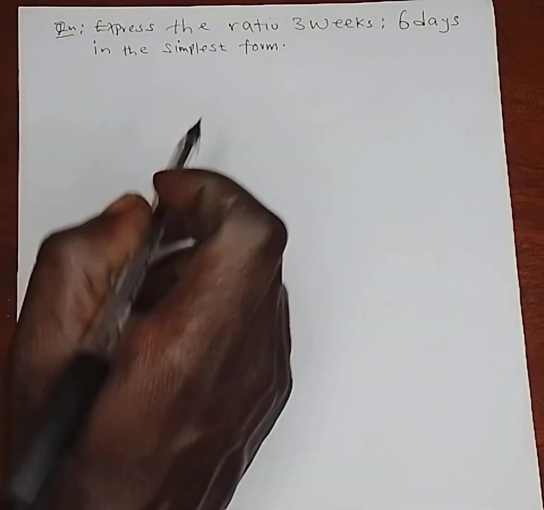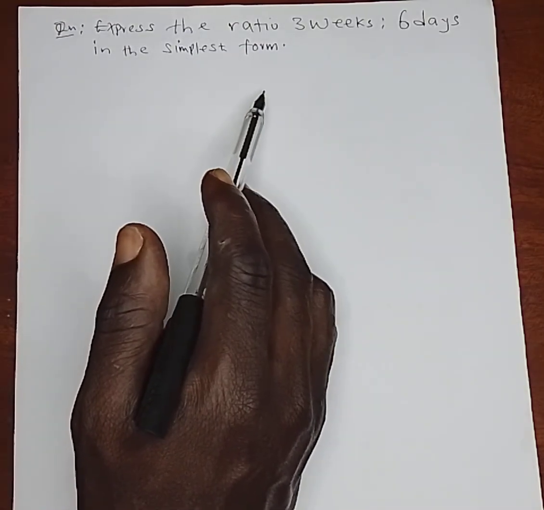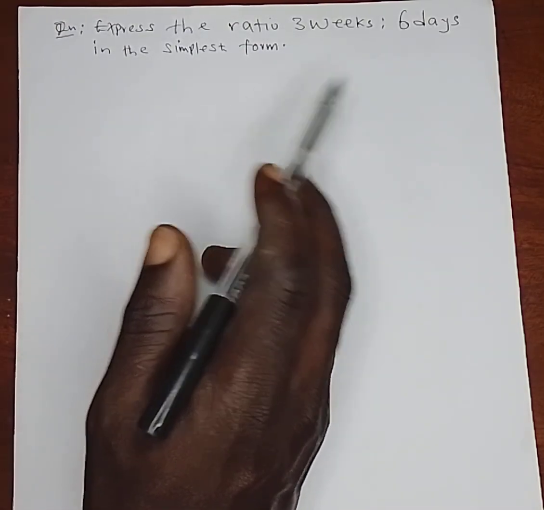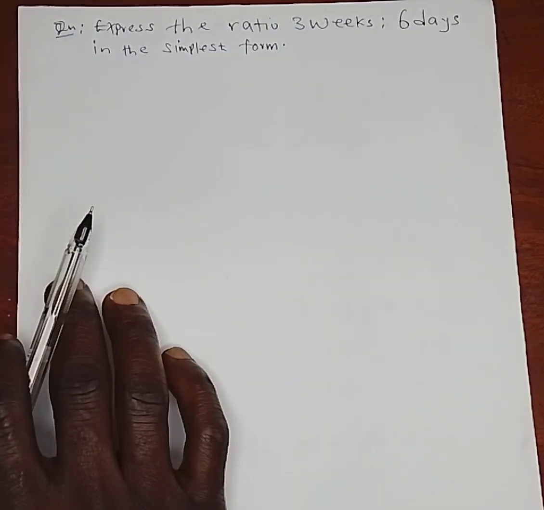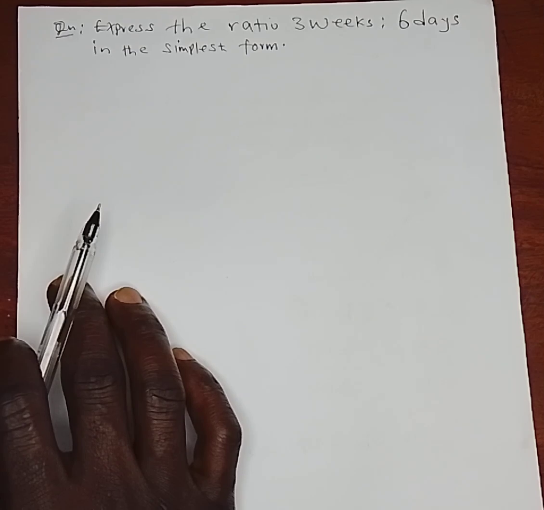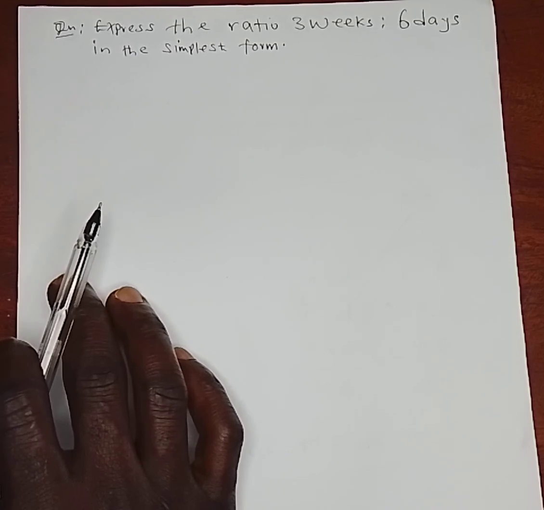Now here we have a question which says, express the ratio 3 weeks to 6 days in the simplest form. How are we going to put this in the simplest form? So I need you to be attentive on this example on ratios. Whenever we're dealing with ratios, as I told you, the first step is to express it as a ratio. You express the ratio as a fraction.